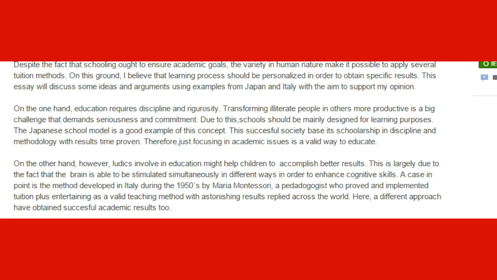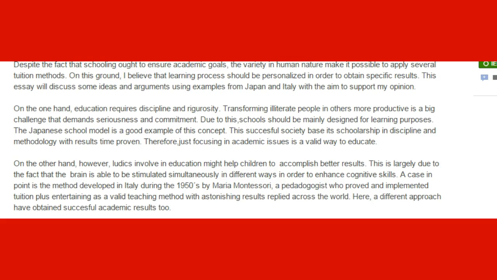No. Illiterate means you can't write. So, I'm not so sure what you're trying to say. Just transforming students who are illiterate in sciences may be less productive. That's a big challenge. I don't know. Serious challenge sounds better than big challenge. Demands seriousness and commitment. That demands dedication and commitment, you could have said. Or demands resourcefulness and commitment, okay, if you've already used serious.